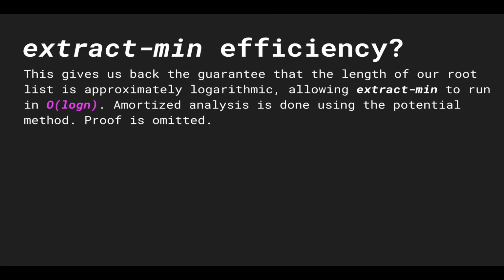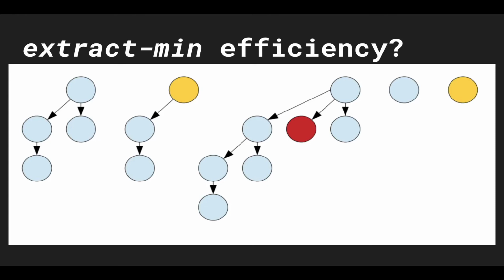So now what this whole limitation gives us is it gives us back the guarantee that the length of our root list is approximately logarithmic. And now extract min runs in log n again. So the entire purpose of having this limitation that a parent can lose at most one child is so the sizes of our trees grow exponentially. And because of that, our root list or forest will have a logarithmic length, and we need that guarantee for extract min to run efficiently in log n time.